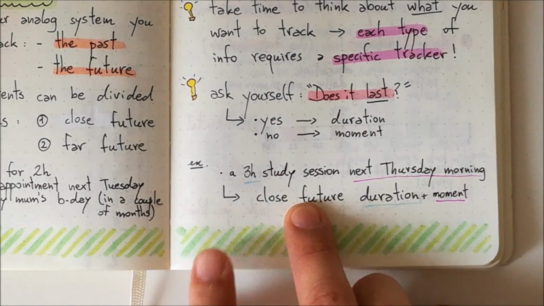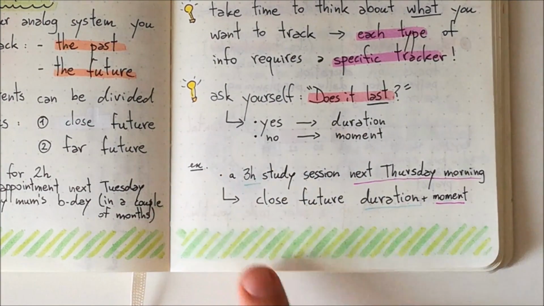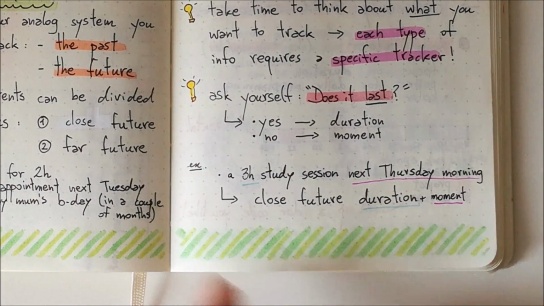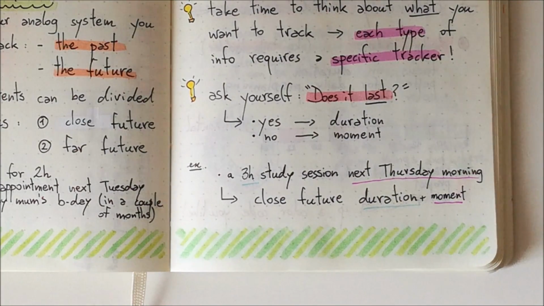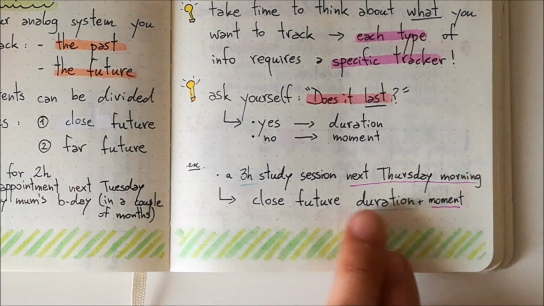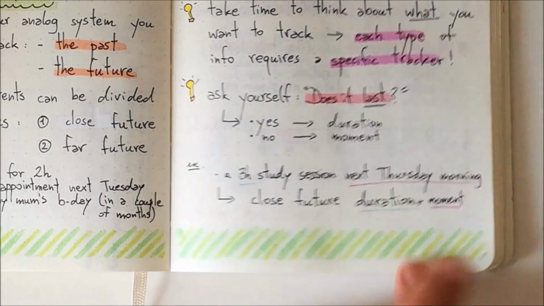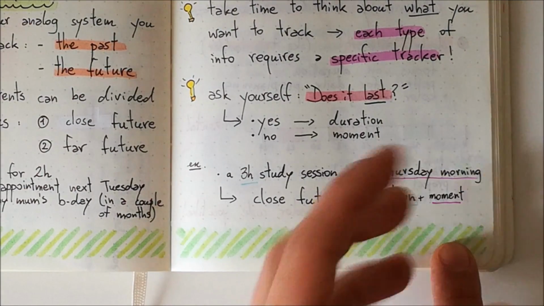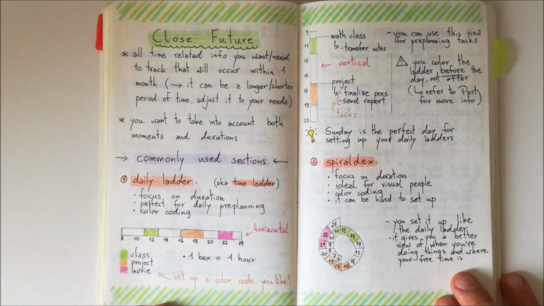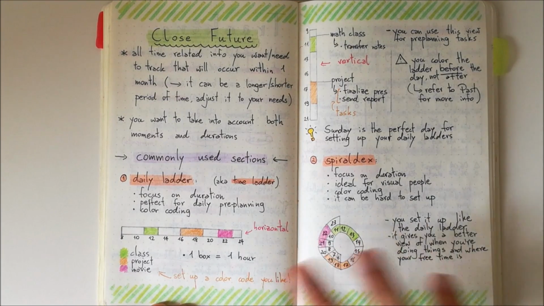To recap, here we have another example. A 3-hour study session next Thursday morning. It's a close future event because it's occurring next Thursday, and you have the duration here, 3 hours, and the moment, which is the date. Now we are ready to dive into our sections.